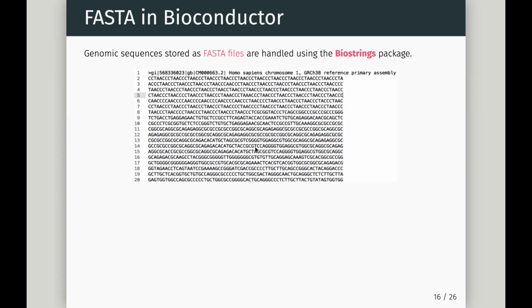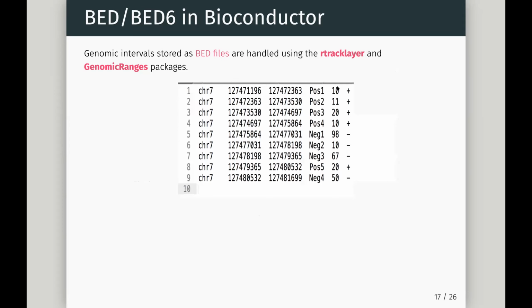So genomic sequences, these are our FASTA, our identifier and a long string of sequence. These are handled very neatly in the Biostrings package, and it's actually what we're going to see today. Genomic intervals stored as bed files are handled using the rtracklayer package. This gets them in and out of R. And it's the GenomicRanges package which has the functions to allow us to start to operate on these genomic intervals.